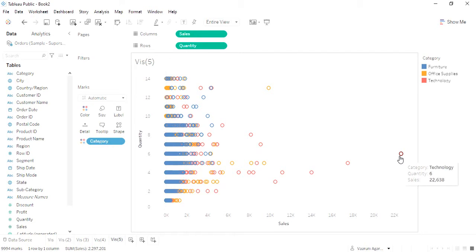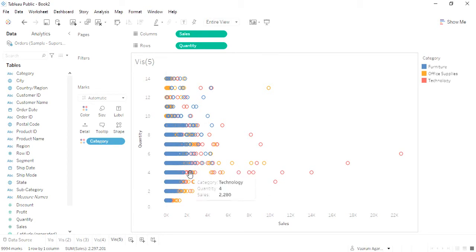at an amount that totaled 22,638. A total of 6 quantities were sold. Whatever the product was, it was a part of the technology category, and a total of 6 products were sold. So from this we can find out the cost or the selling price of one item that gave us the maximum sales, and so on. This is the kind of data that we get from this scatter plot.